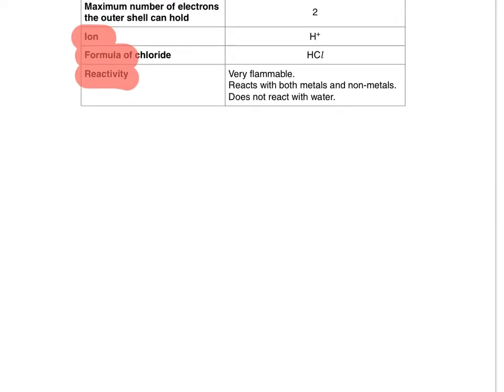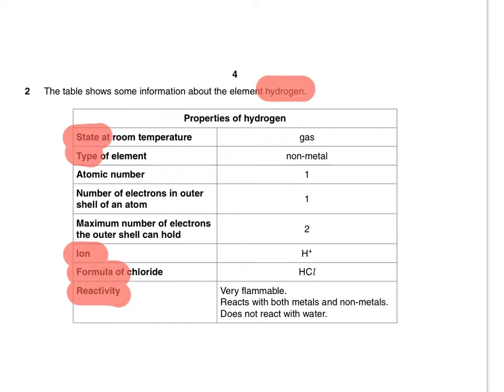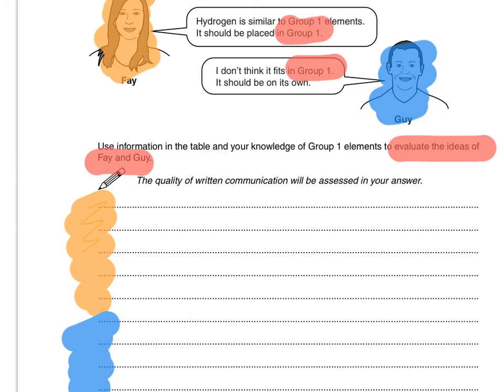So hydrogen is similar to group 1 elements, so we've got to identify the things where it would be similar to group 1 elements. So for example, this one, the number of electrons in the outer shell of an atom, or this one, or this one. Sorry, they should be the same colour as there. So then we'd talk about them and we'd try and explain why they agree with Faye. So the properties of group 1 and how that links to what Faye says. And then we'd try and talk about some properties of group 1 and say why Guy's right.